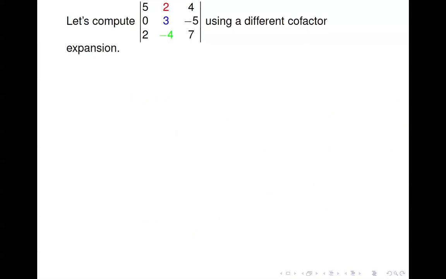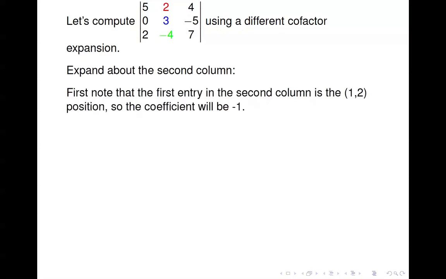It's the same one, but I'm going to expand about the second column this time, just for something different. Now, first note that the first entry there in the second column is the 2, and it's in the 1, 2 position. So minus 1 to the 1 plus 2, if you want to compute it like that, minus 1 cubed, that's a negative 1. So this is a negative position here. Or you can say, I always know that the 1, 1 position is a plus, so the next one over has to be a minus. That's typically how I do it.